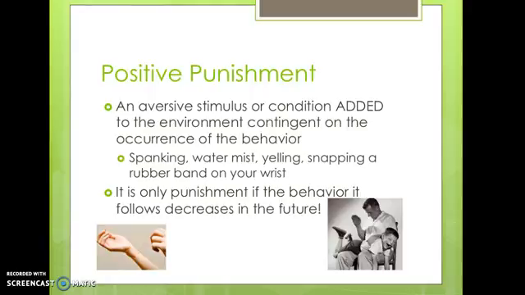Positive punishment is an aversive stimulus or condition, a punisher, added to the environment, contingent on the occurrence of a behavior. Some examples would be spanking, yelling, snapping a rubber band on your wrist. However, just because it seems like it would be unpleasant, it's only actually punishment if the behavior it follows decreases in the future. Let's think about this in terms of children getting scolded. Many times, parents will scold children thinking that this will reduce their behavior, that this is a punishment. But if the child continues to engage in the behavior that resulted in the scolding, did it have a punishing effect? No. It is only a punisher if the behavior was reduced.